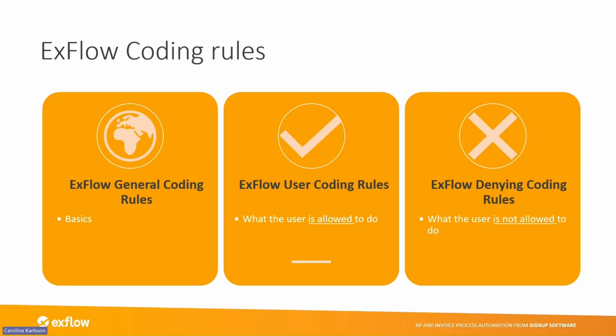So to summarize everything, there are 3 different coding rules that you can choose from. The ExFlow general coding rules are the basics, you could say. Then you have the ExFlow user coding rules, which is what the user is allowed to do. And then with ExFlow denying coding rules, you set what the user is not allowed to do. We have some more information about this in our online manual that you can check out, or you can contact your support if you want more information, or if you want to look into your coding rules and get some more help with that, for example.